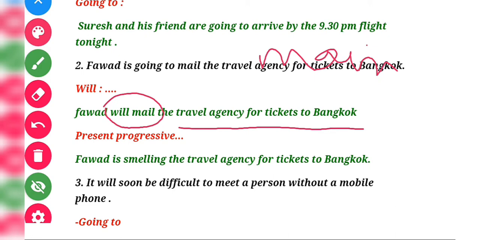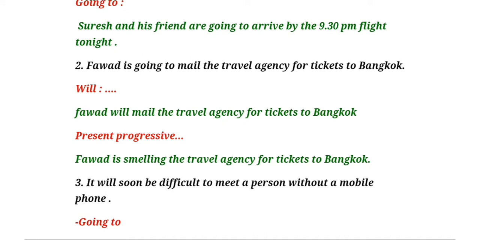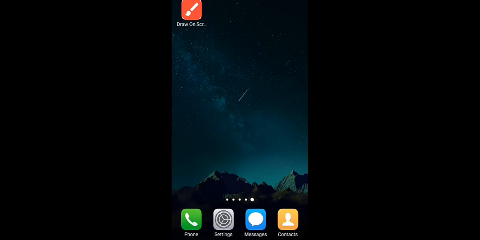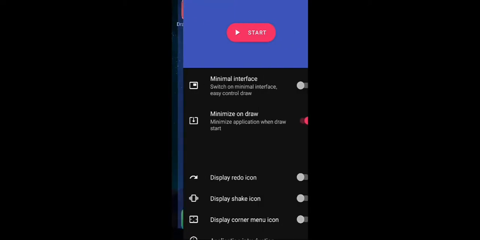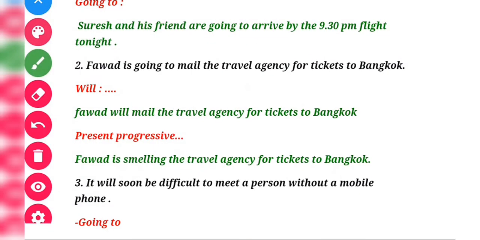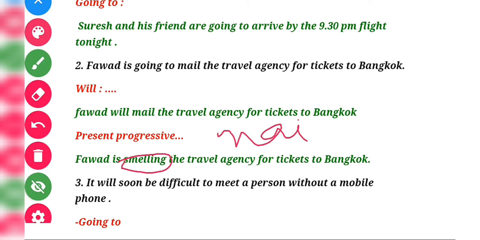If you are going to change it into present progressive, Fawad is a singular subject, so we use is. Okay, is plus ing. So Fawad is mailing. Okay, just wait and let me take my pen, please. I'm taking my pen. So here in the sentence in which you have to use present progressive tense, that will be Fawad is mailing. Dear students, here it is mailing, not smelling, so please avoid that typing mistake. Mailing, M-A-I-L-I-N-G. Fawad is mailing the travel agency for the tickets to Bangkok. Clear?